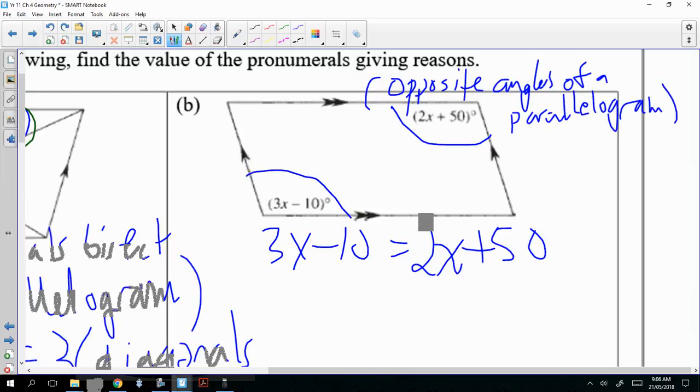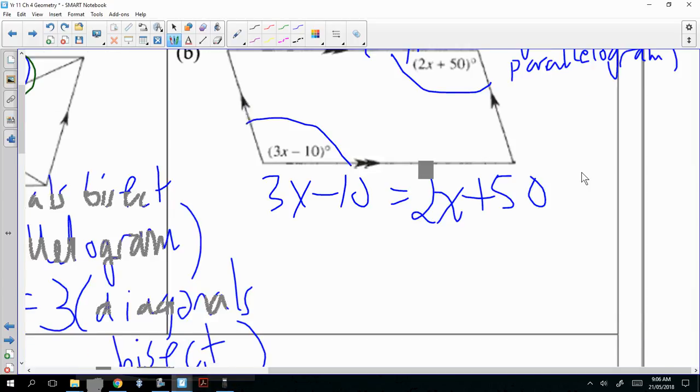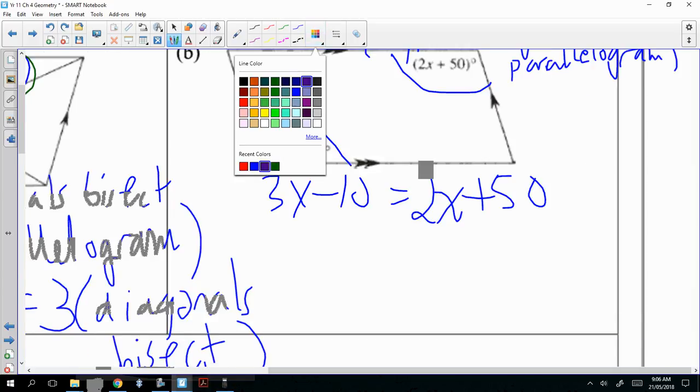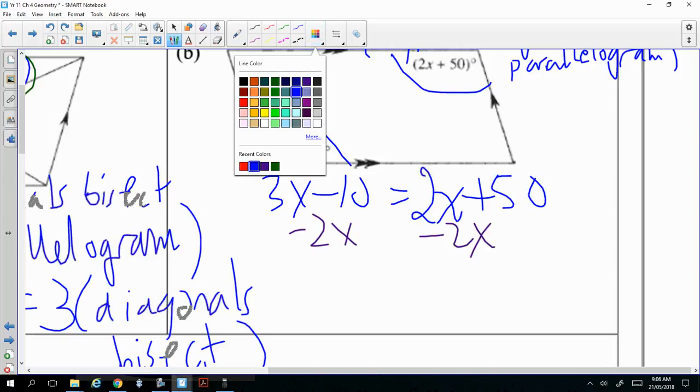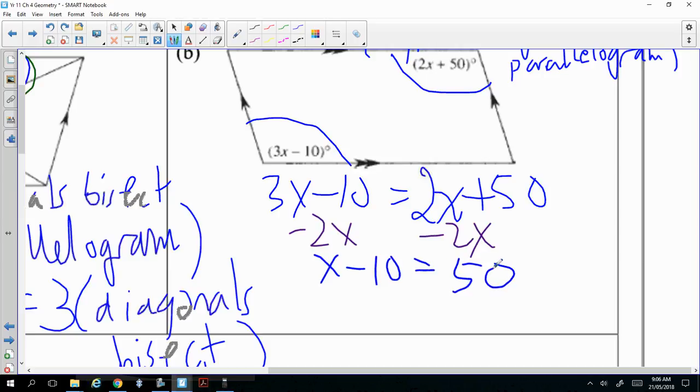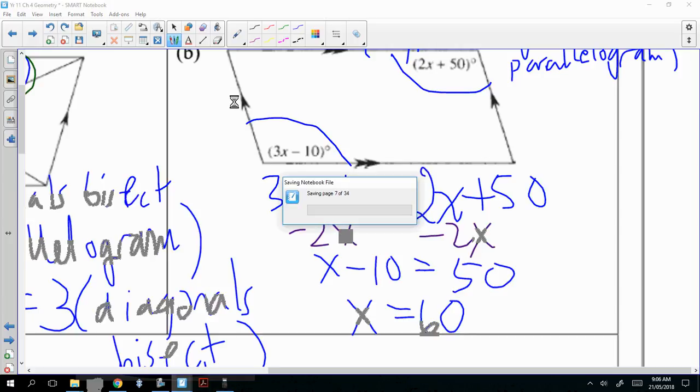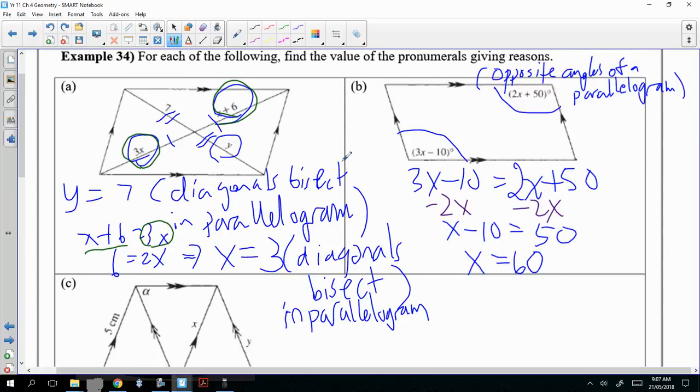So we just solve this. Subtract 2x from both sides, and you end up getting x minus 10 equals 50, so x equals 60. Done. They are pretty easy once you know the properties of the parallelogram. Once we do this, we can then find more things.